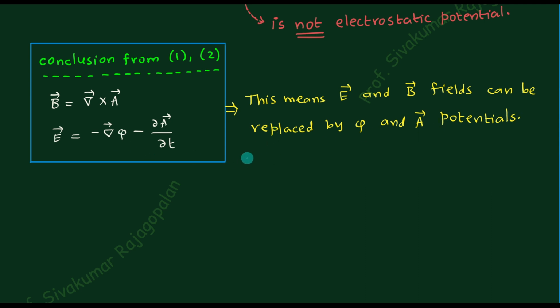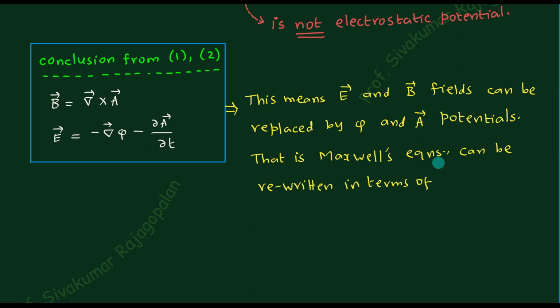Okay, once again, what is the meaning? Once again, that is, Maxwell's equations can be rewritten in terms of phi and A. That is our ultimate aim. We are going to remove the field and bring in the potential. And this kind of job that we are doing is exactly known as the potential formulation. So this is the potential formulation in electrodynamics.